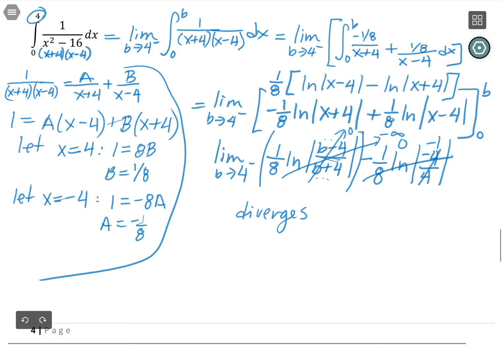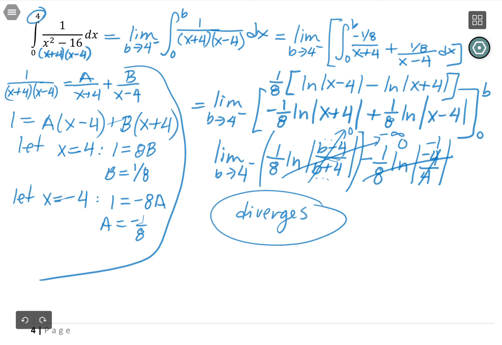Dividing by 8 is not going to fix an infinity, so we have an integral that diverges. So we are not capturing finite area.